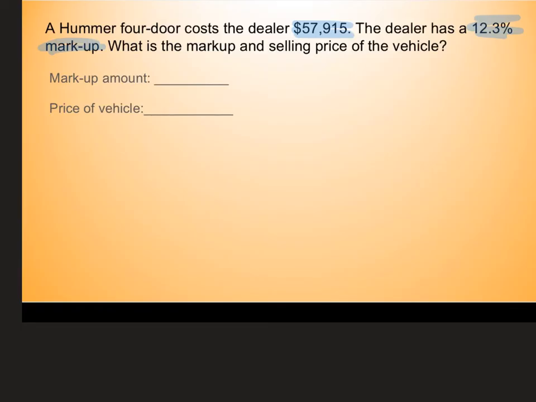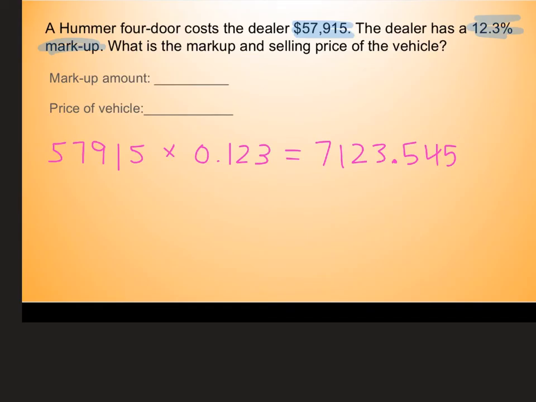So we're going to take the original cost, $57,915, and we're multiplying it by 12.3%. But remember, we have to turn that into a decimal. 12.3% written as a decimal would be 0.123. We have a calculator. I'll give you a moment to plug that in. Hopefully you got the answer, 7,123. And then after the decimal, we were left with 545 thousandths.